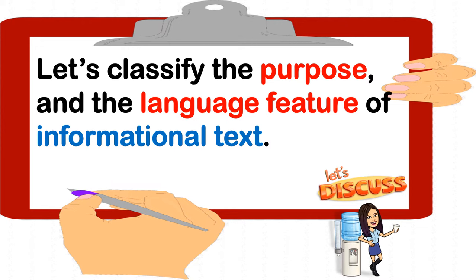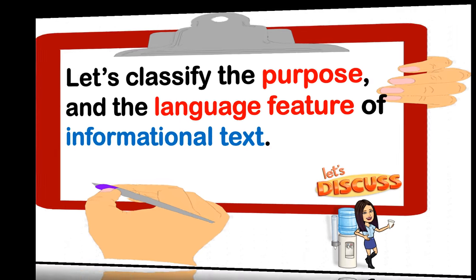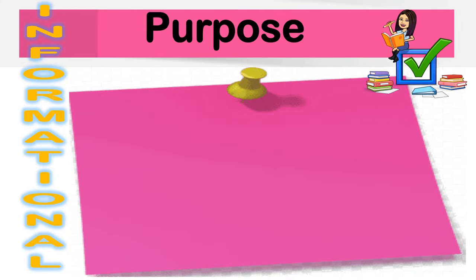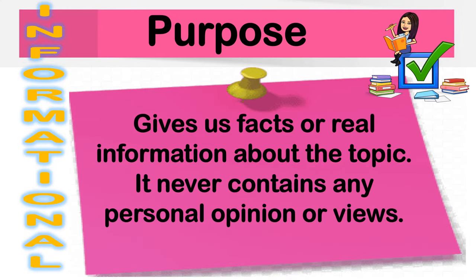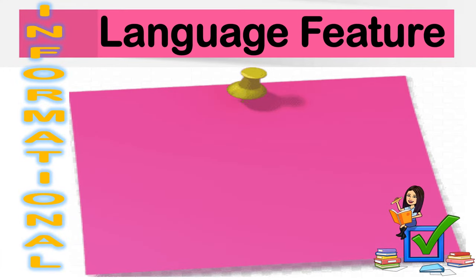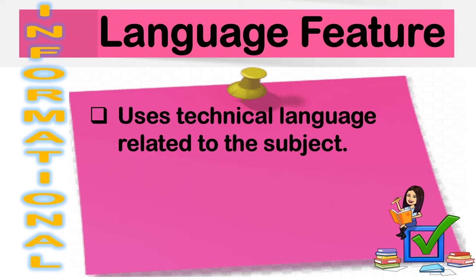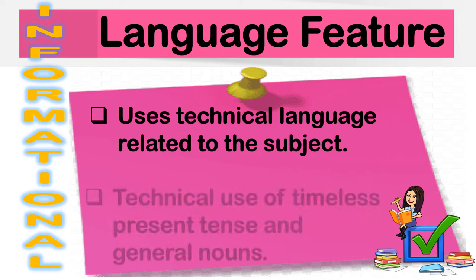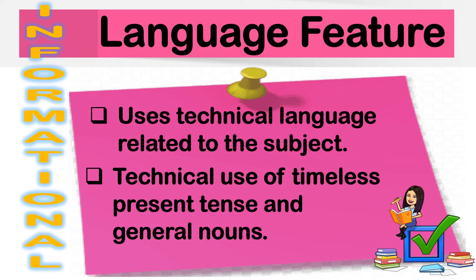Let's classify the purpose and the language feature of informational text. Purpose. Gives us facts or real information about the topic. It never contains any personal opinion or views. Language feature. Uses technical language related to the subject. Technical use of timeless present tense and general nouns.